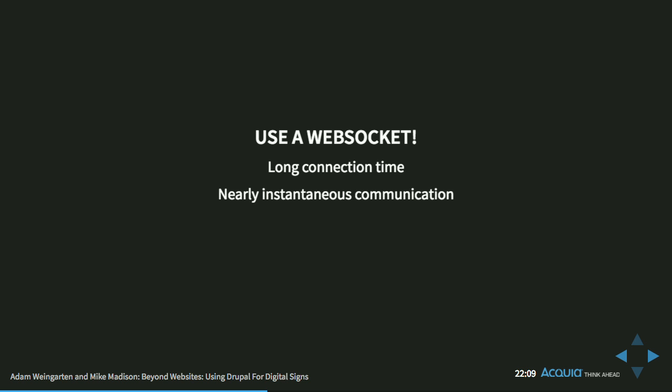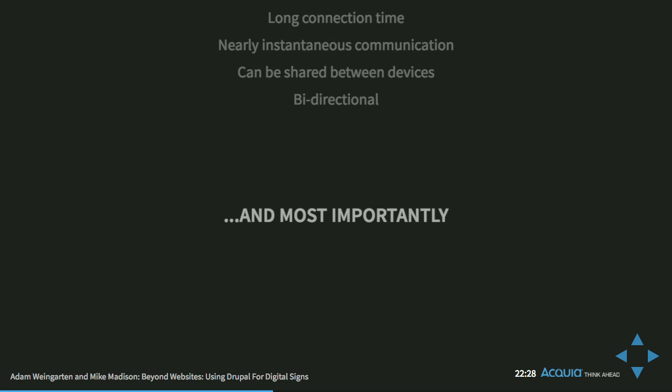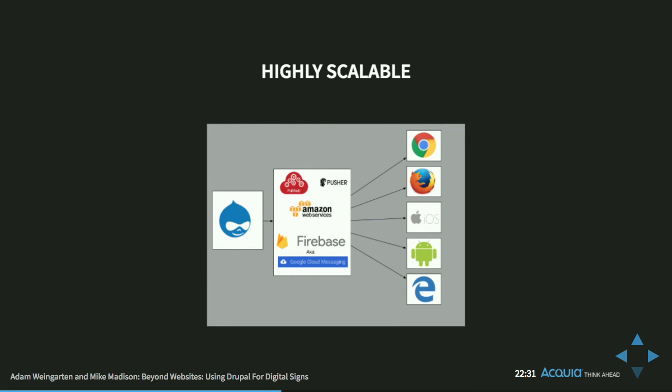It can be shared between devices, so if multiple devices are subscribed to a WebSocket network, you can broadcast data out to them. And it can be bidirectional too. Some services like Slack, for example, rely on WebSockets to send data back and forth. The most important part is it scales really, really well. And there are a lot of providers that do this: PubNub, Pusher, Amazon, Firebase, which is Google. And you can use Drupal to send data through one of these WebSocket channels, and it can then multiply that data and send it out to all the relevant devices it needs to.